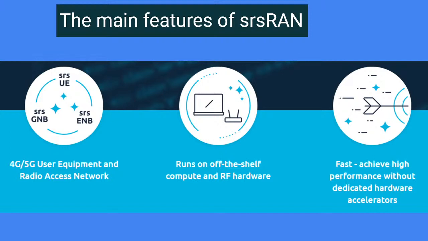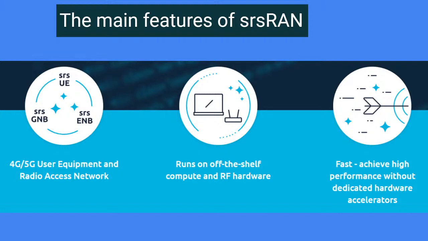The first feature is 4G, 5G user equipment and radio access network. You can fully configure a 5G network or 4G network using this software. Basically, all the components are built in software, and it runs on off-the-shelf compute and RF hardware, which is the second feature of SRAN. And this is why this is so significant and so important and different than all the other previous solutions.